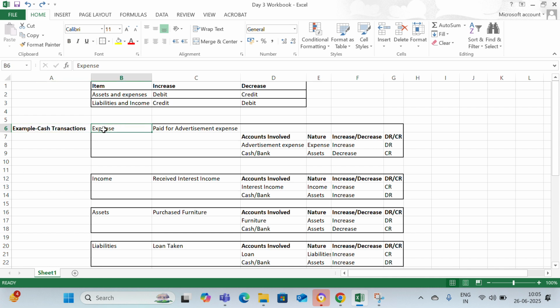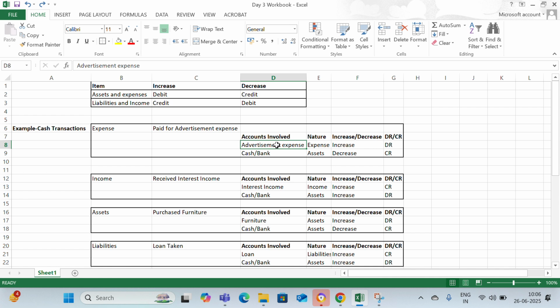If I take the example of an expense, I have taken the example of a transaction wherein I have paid for the advertisement expenses. Paying for the advertisement expenses, step 1 is to check whether it is a financial transaction or not. Yes, it is a financial transaction because this can be measured in terms of money. We get the invoice for the advertisement expense and basis that we make the payment. So let us first identify what are the accounts involved. The accounts involved are advertisement expense and the cash or bank account through which we have made the payment.